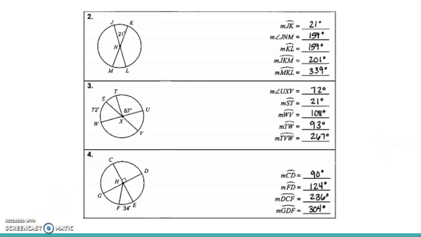Number 4, we'll do the same way, so I'm just going to show you the answer for that one there. I will point out, though, that we do have that right angle measure, so we'll be using that, and then CHD and GHE are vertical angles, so we can use that with our 90 degrees as well.